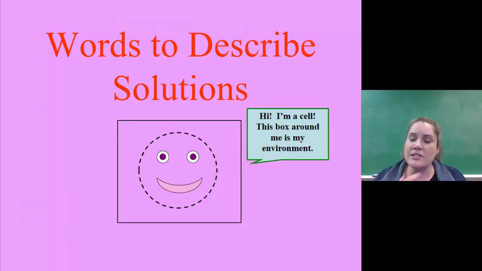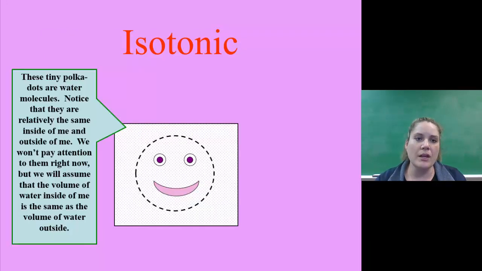So, words to describe solutions. We've talked about solutions. You know what that means. That means that we've got a solute and a solvent, and the solute can be anything. It can be salt, it could be sugar, it could be glucose, it could be oxygen, it could be carbon dioxide, it could be anything we're talking about. The solvent is almost always water when we're talking about living things. So for the most part, we're talking about water.